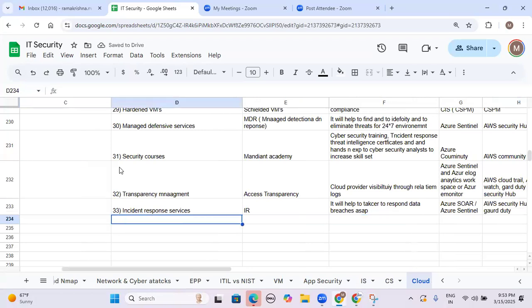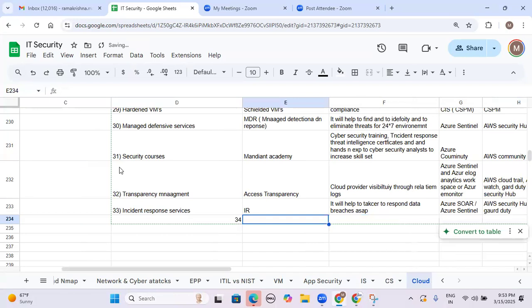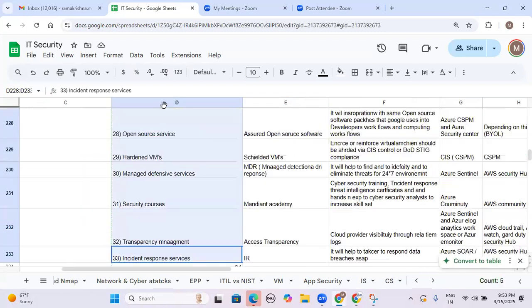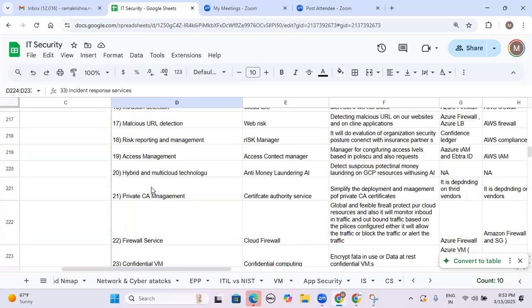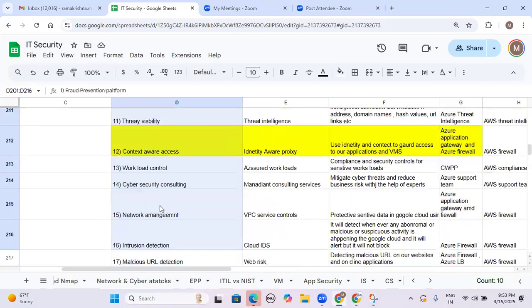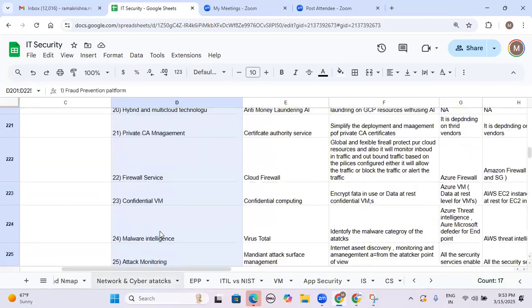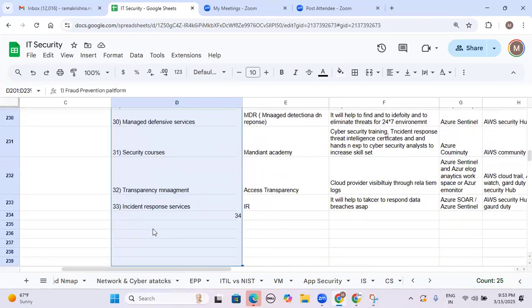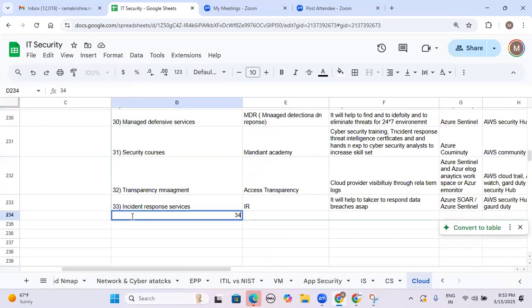So two more are pending. The two more are, so next one is I think threat monitoring. Did we discuss threat monitoring? Threat monitoring. No, we didn't discuss threat monitoring. Next one.